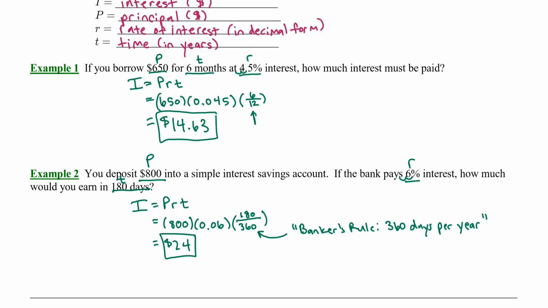So the mathematics that govern a simple interest loan versus a simple interest investment, it's the same formula, it's only the perspective that changes. Be careful and watch your time values. If it's given in terms of years, you can plug it right in. If it's given in terms of months, put the number of months divided by 12. For days, read carefully. If it's the banker's rule, put the number of days out of 360.